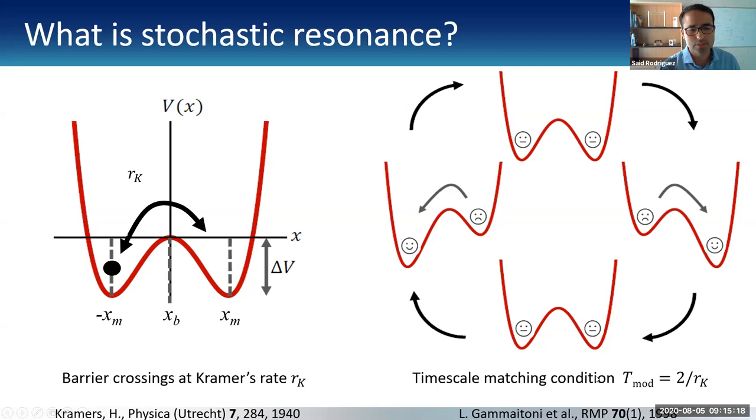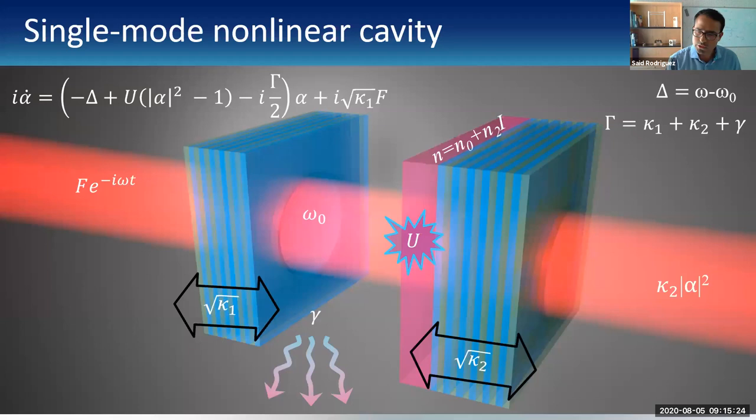So now I'm going to switch to optics, and I will explain how we can probe the physics of the system using the physics of stochastic resonance in a very minimalistic optical system, which is a single mode nonlinear cavity. So this is what I illustrate here in the image in the background. Basically, I have two mirrors, one of them concave, so that I confine the optical mode in all three dimensions, in the optical axis by the mirrors and laterally by the curvature of the mirror.